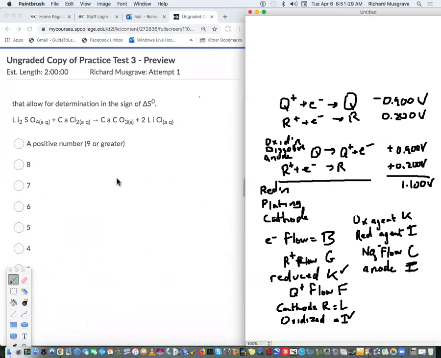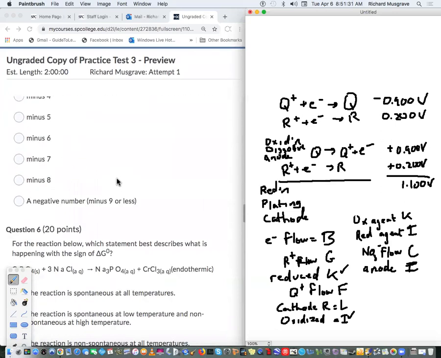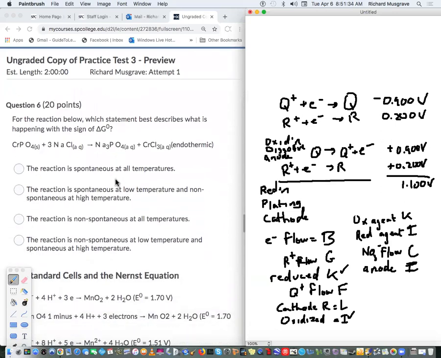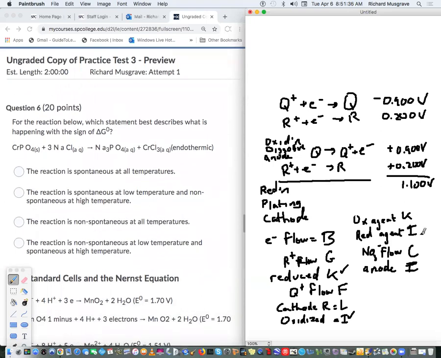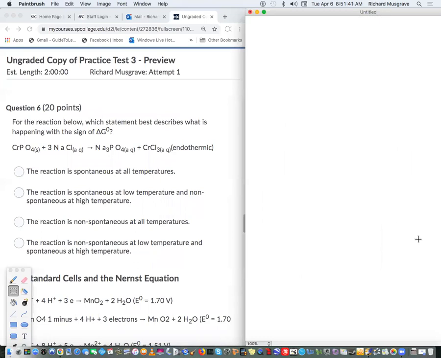Number 5 and then 6. Okay. So number 6, you're using the equation delta G equals delta H minus T delta S, which is given somewhere in the test, I think just above. The mission here is to figure out the sign on each of them. Delta H, in this case, because it's endothermic, means it's positive.